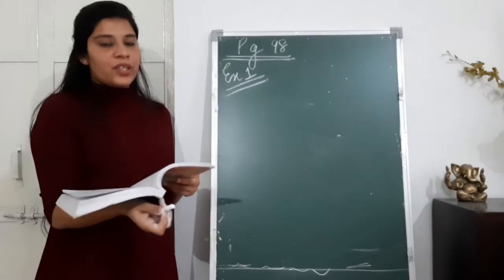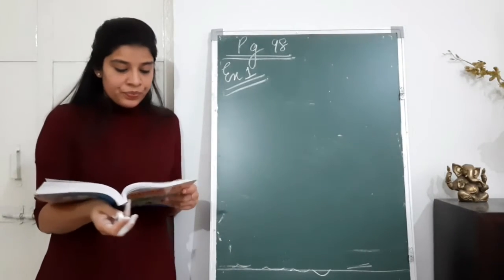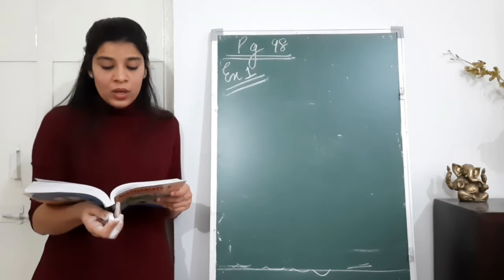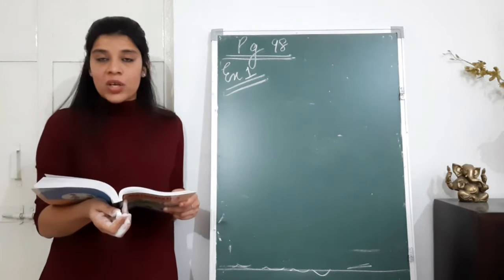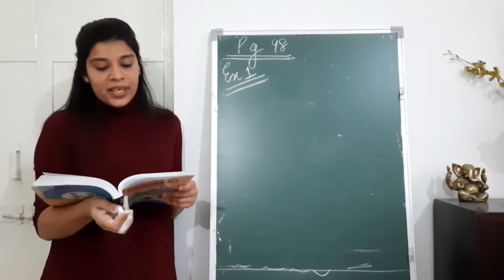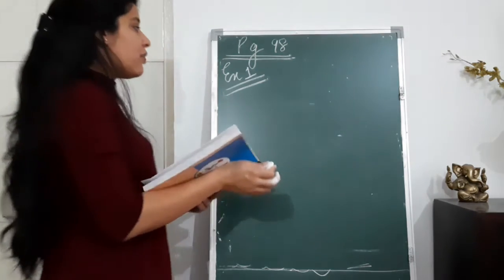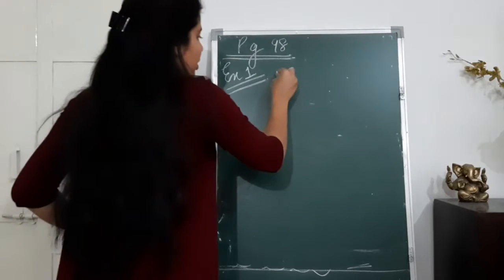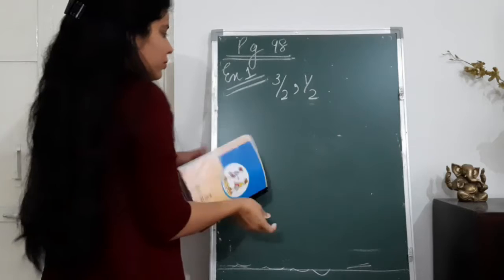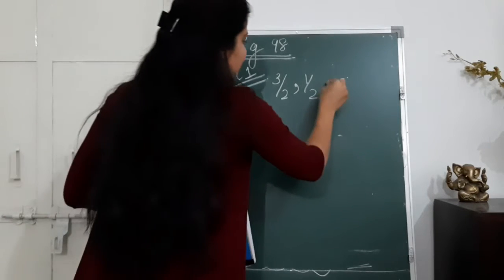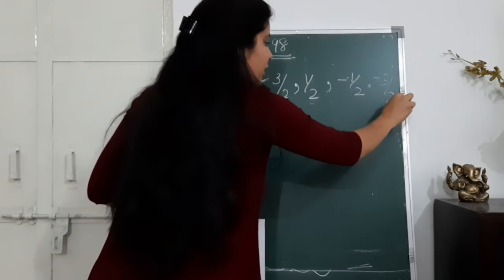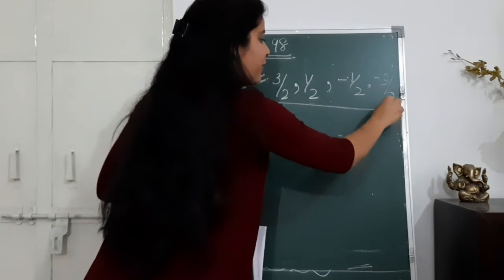Okay. Example 1. I will read the question for you and then we'll discuss. For the AP 3 by 2, 1 by 2, minus 1 by 2, minus 3 by 2, write the first term A and the common difference D. So they have given you an AP: 3 by 2, 1 by 2, minus half and minus 3 by 2.